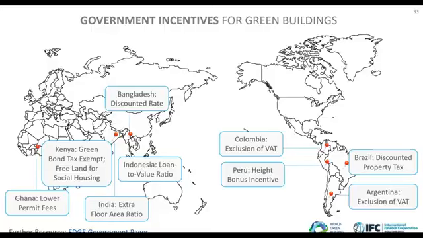Onto the government incentives, we're seeing a lot of incentives coming across the world. IFC is mapping these all out, and it's also giving a platform for other governments to learn how they can adjust similar incentive measures within their jurisdictions. Some of these can bring big benefits to developers, for example, lower permitting fees in Ghana, or the green bond tax exemption in Kenya, which will help encourage that.